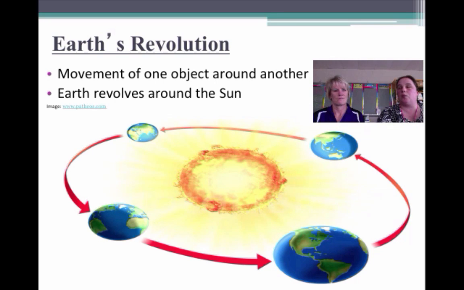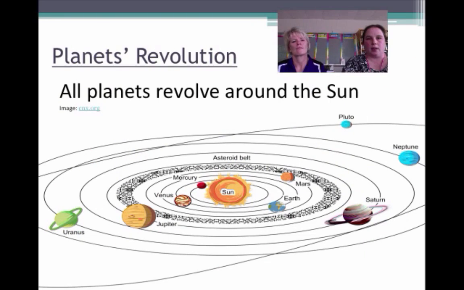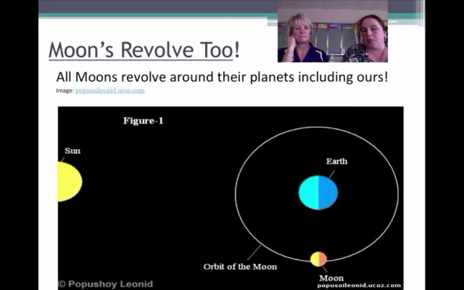Now, we can revolve around our sun, but our moon revolves around us. Right. A satellite revolves around us. So it doesn't necessarily have to be the sun you're talking about, although if you're talking about Earth, that's what we're talking about. You want to do this one? Sure. All planets revolve around the sun. That's right. So everybody in our solar system, the moons revolve too. And of course the moons revolve around their planets. So you would never want to say the moons revolve around the sun. They don't. They revolve around their planet, who in turn revolve around their sun.